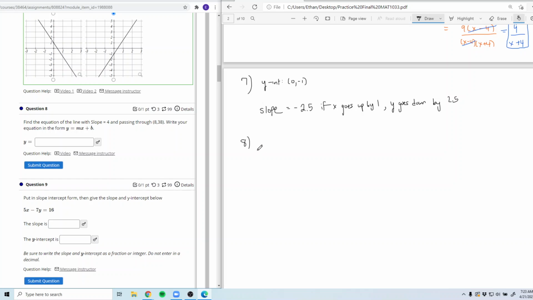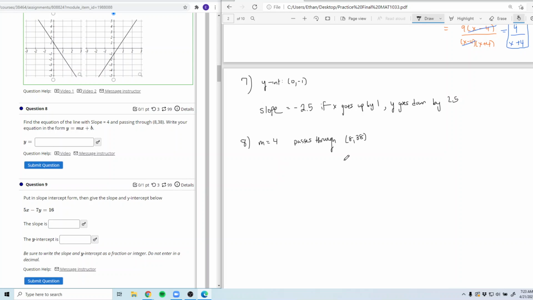Number 8, we want to find the equation of the line with slope 4. Remember, slope is m, so m is 4, and it passes through the point (8, 38). Write your answer in the form y equals mx plus b, and they in fact have y equals as part of the answer box anyway, so we have to solve for y.